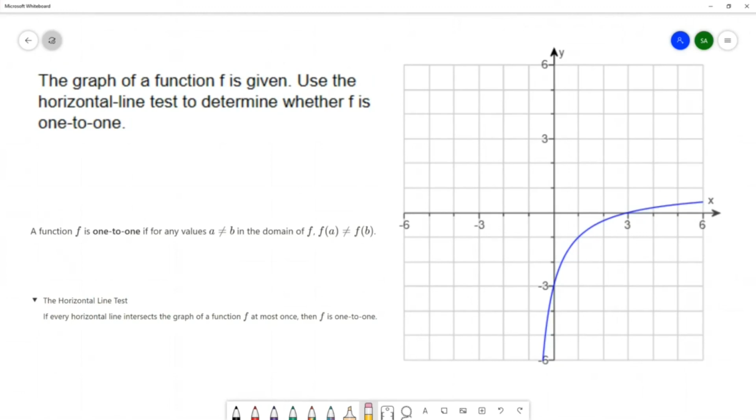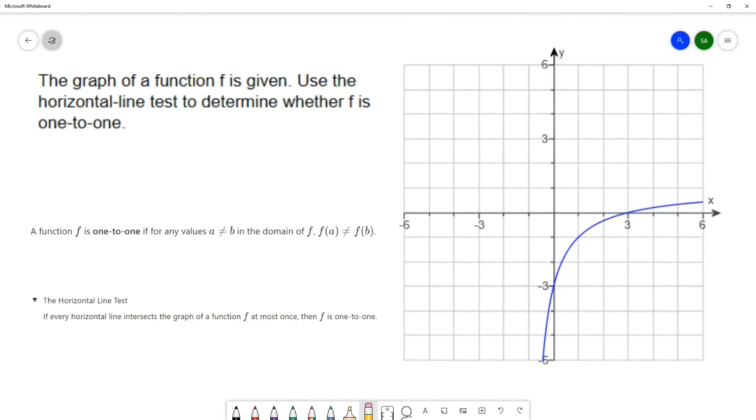Before we do that, let's state the definition of a 1 to 1 function. A function f is 1 to 1 if for any values a not equal to b in the domain of f, f of a is not equal to f of b. So this definition says that if the x's are different, the y's should be different. And if that's true, then we have a 1 to 1 function. So a 1 to 1 function will have different x's having different y's.